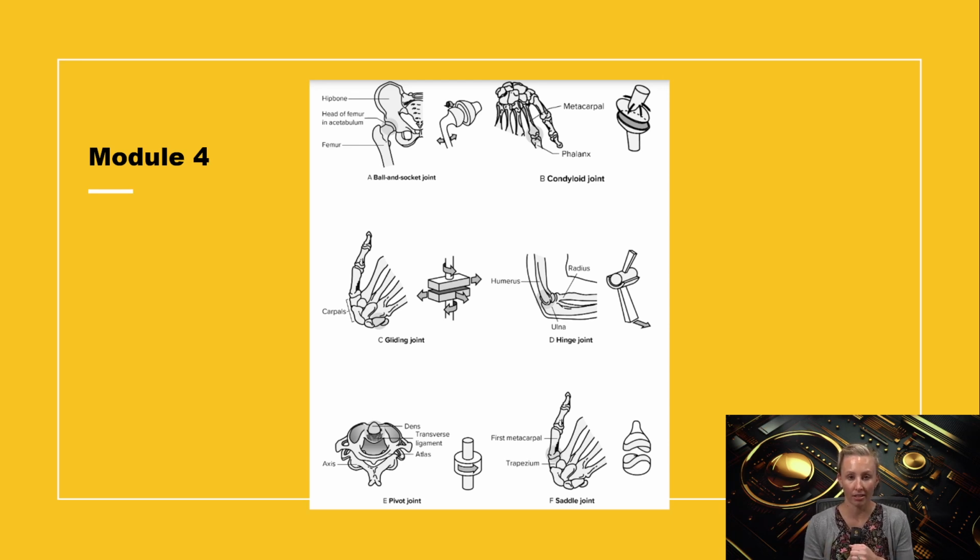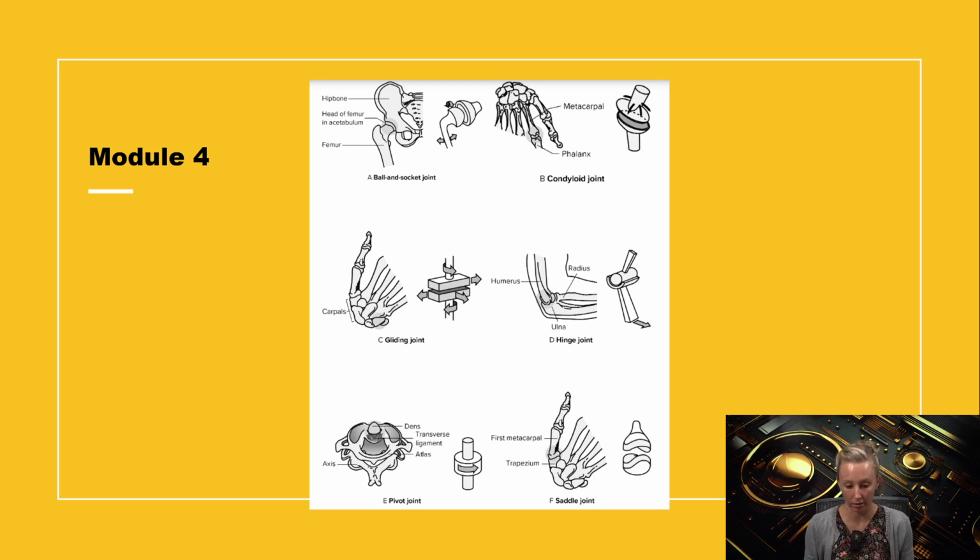Pivot joint is, there's not many of those in the body, but an example would be our radial ulnar. So it's where the radius is like a disc and it's just rotating on the ulnar joint, on the ulna bone. And then our saddle joint is our CMC joint down here, carpometacarpal joint, where it sits almost like a horse saddle.